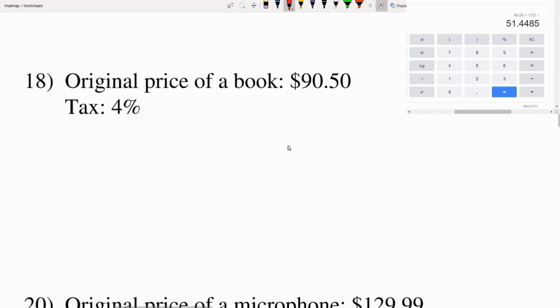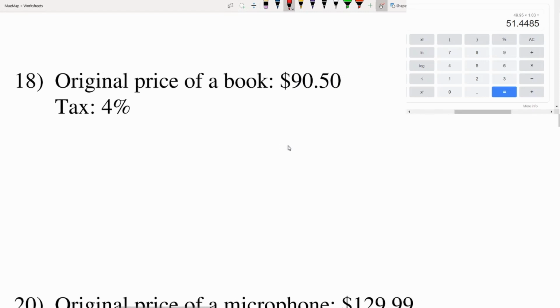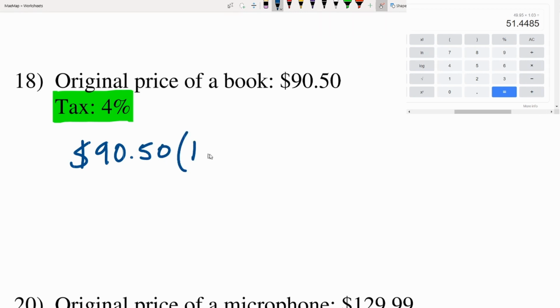$51.45. So if the original price of a book is $90.50, we're taxing it by 4%. We are marking it up by 4% when we go to calculate our total. All right, so here we go. We're going to take that original price of $90.50 and multiply it by 1.04. 4% turned into a decimal is 0.04, plus 1 gives us 1.04. Calculating this out, 90.50 multiplied by 1.04 is going to give us $94.12.